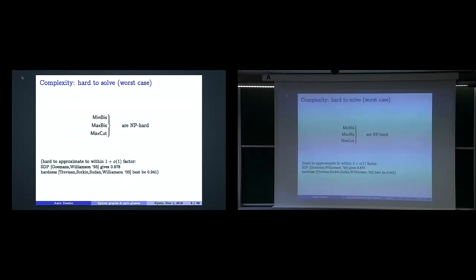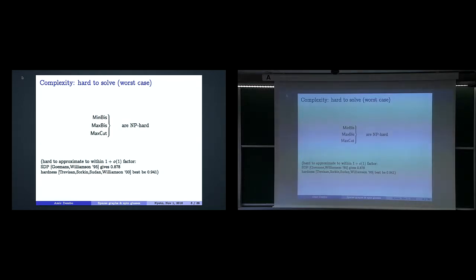Okay, so the complexity of these problems in the worst case: these problems are known to be hard to solve. What does it mean that they are known to be hard to solve? They are what is called NP-hard. I mentioned in the first lecture the notion of NP-complete, which corresponds to decision problems, and the notion of NP-hard, which contains that. And in particular, not only is it hard to decide whether the number is bigger or smaller, it's also hard to approximate this number.